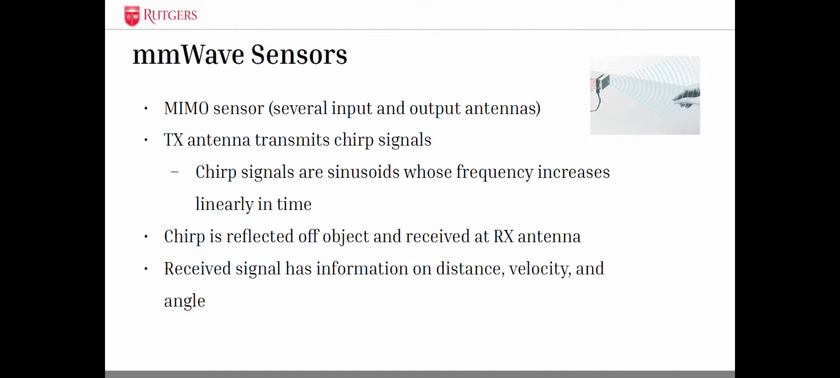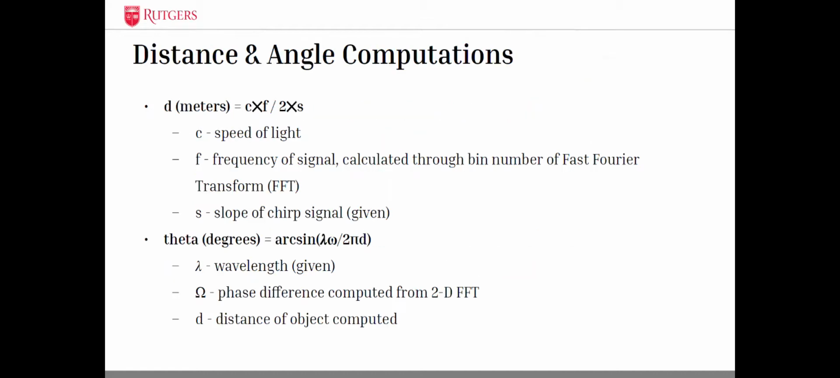So for the millimeter wave sensors, I'm going to give a brief overview of what they are and how they work here. They're a MIMO sensor, which means that they're a multiple input, multiple output sensor. We have the TX antenna, which is the transmitting end, and this transmits chirp signals, which are sinusoidal waves that increase in frequency linearly with time. And the chirp is reflected off of the object and received at the RX, or the receiving antenna. And this data will have information on distance, velocity, and angle.